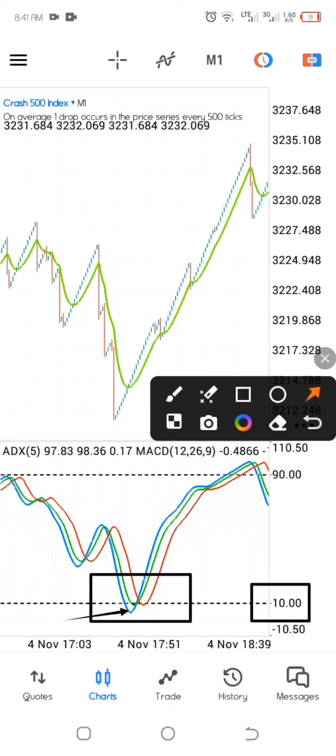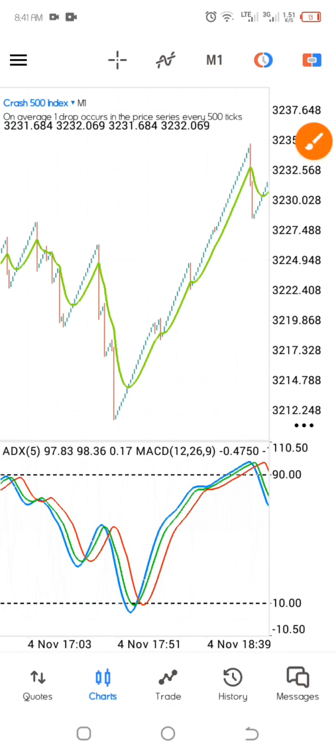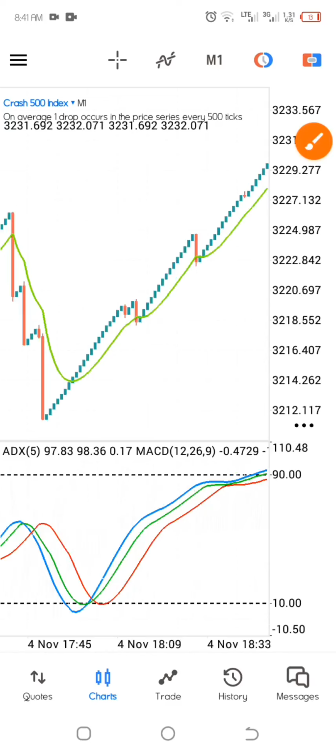Now what is the confirmation? Once we see the line is at the 10 levels of the ADX, the next thing we wait for is for the blue line to cross above the other two lines. You have to cross above it. Once it crosses above the other two lines, that is a sign that the price is going for a buy. Now this move right here, you are not going to catch all the moves.